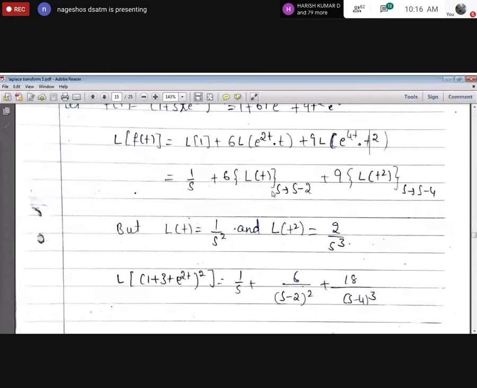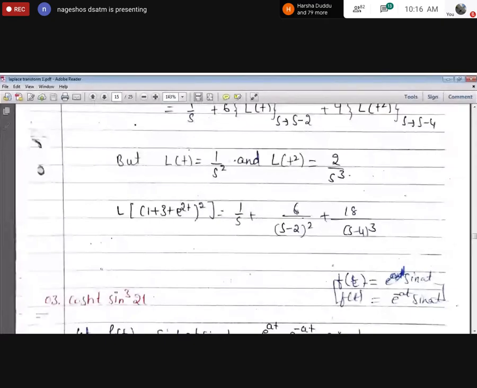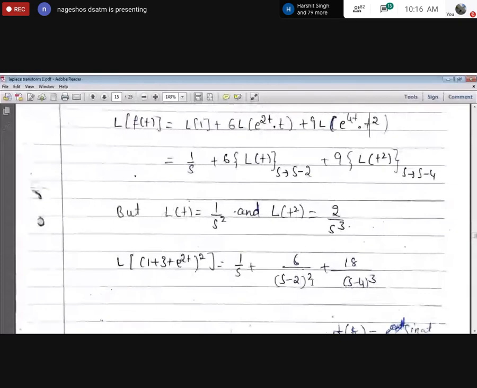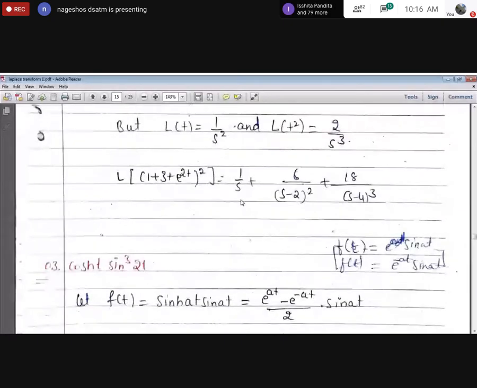but s should be replaced by s minus 2. And here Laplace transform of t square is 2 by s cube, but s should be replaced by s minus 4. Okay. So this is 1 by s, this is 6 by s minus 2 whole square, plus 9 into 2 into s 2 divided by s minus 4 whole cube. Okay. This is second problem.